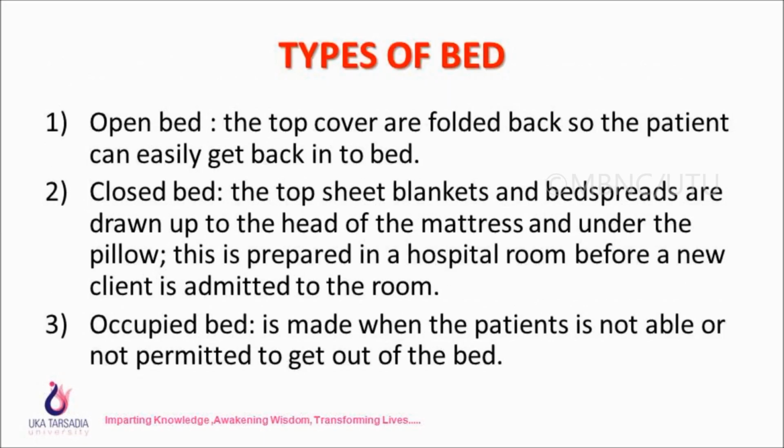Types of bed. First, open bed. The top covers are folded back so the patient can easily get back into bed. Second, closed bed. The top sheet, blanket and bedspread are drawn up to the end of the mattress and under the pillow. This is prepared in the hospital room before a new client is admitted to the room. Third, occupied bed is made when the patient is not able or not permitted to get out of bed.